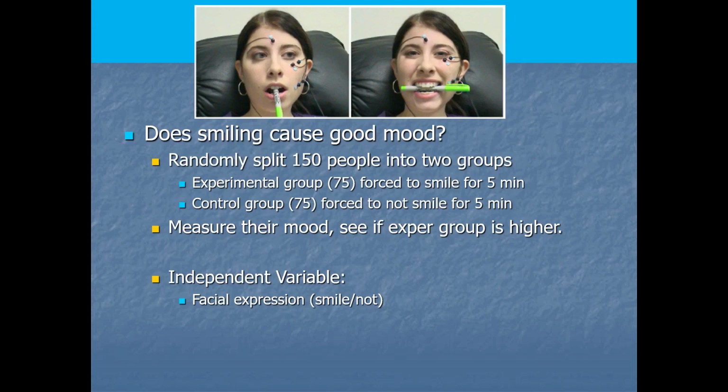And then what's the dependent variable? Well, that's the other variable. So the thing we're measuring afterward, their mood. We want to know if mood depends on the smiling.